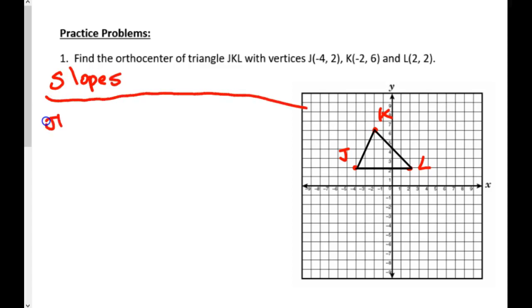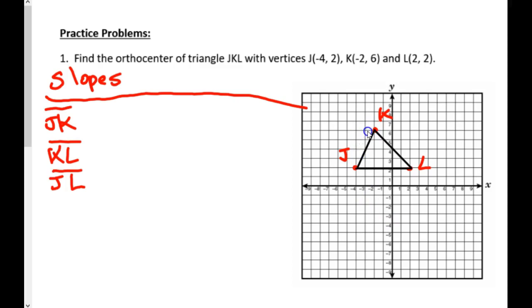JK, KL, and JL. Okay, so let's find these 3 slopes, because I'm going to need to find a perpendicular slope. And if you remember, we did this before. That's the opposite reciprocal.